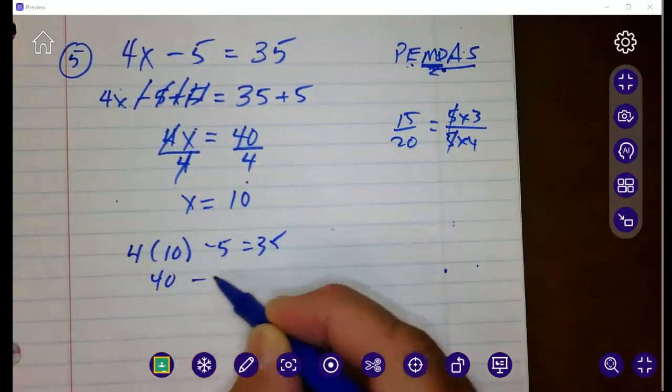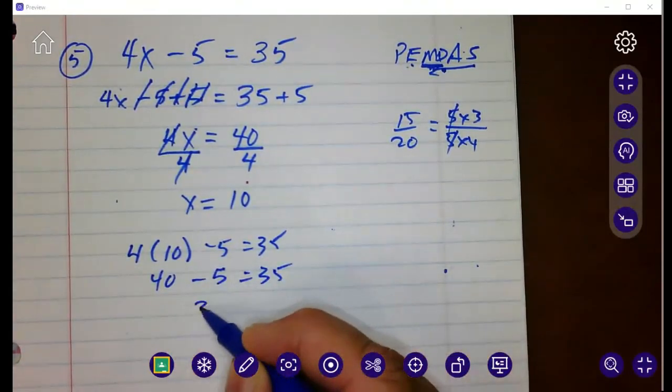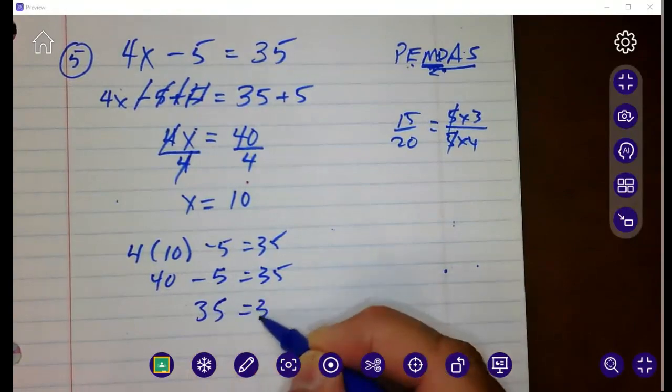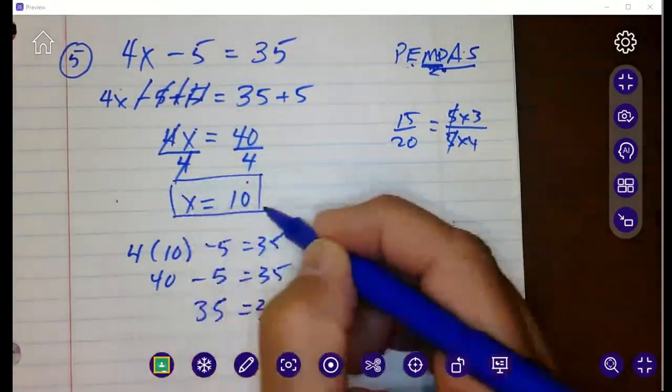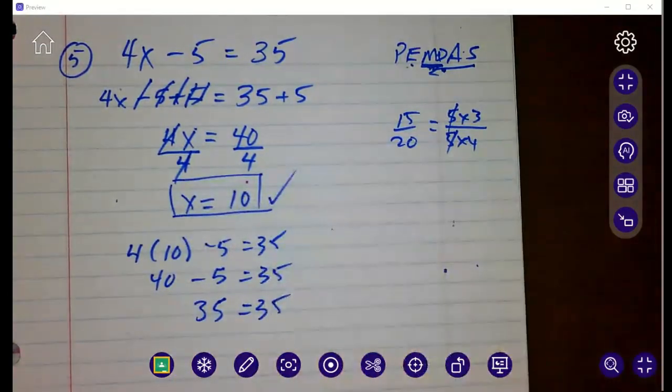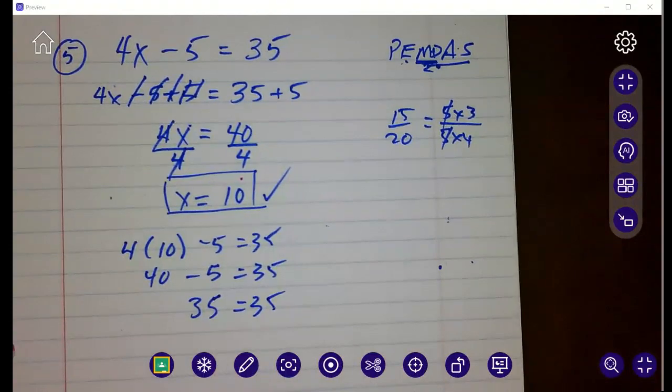Four times 10 is 40. 40 minus 5 is 35. Both sides of the equal sign are the same. This is the solution to the equation because I checked it and it worked.